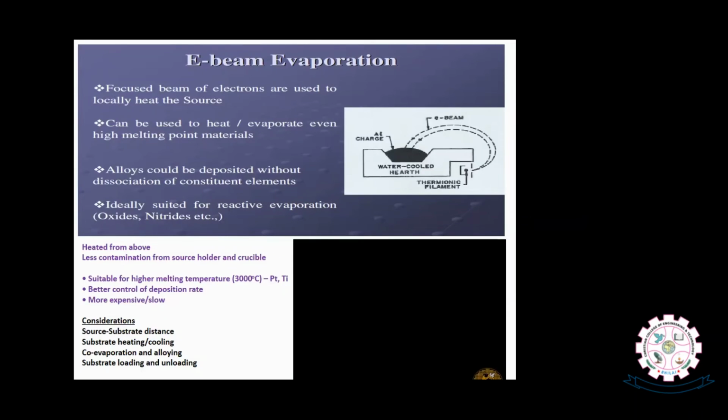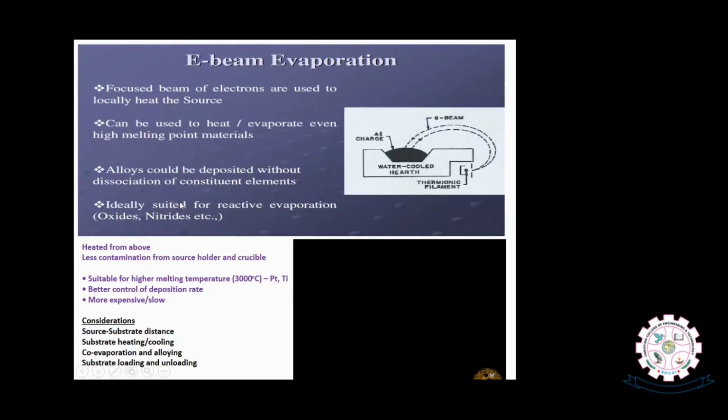In that case, people go for electron beam evaporation. In electron beam evaporation, you generate an electron beam here, and the bottom part is cooled with water, so that there will not be contamination between the container and your powder. They will evaporate the powder, and because this entire assembly is under vacuum, it is very easy to deposit a thin film. So alloys could be used without dissociation of the constituents.